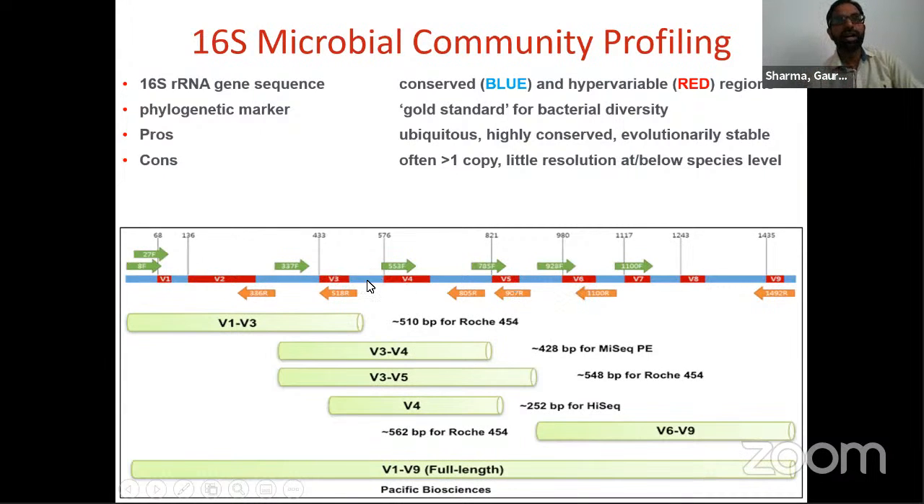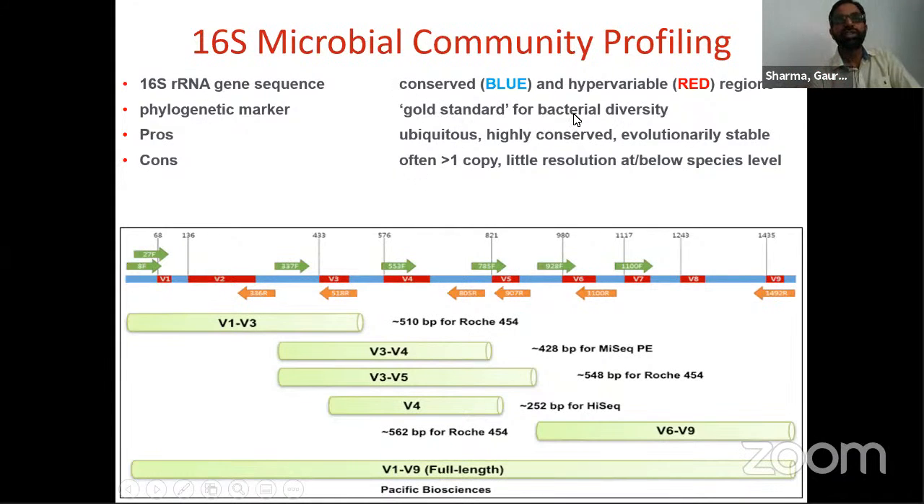Okay, so there are these 9 variable regions which people can select and work with. Based on these 9 variable regions, people have determined different primers for different regions, and based on those areas, we can do the genome sequencing of these areas, and based on those sequencing reads, we can find out to which organism they have more closeness.